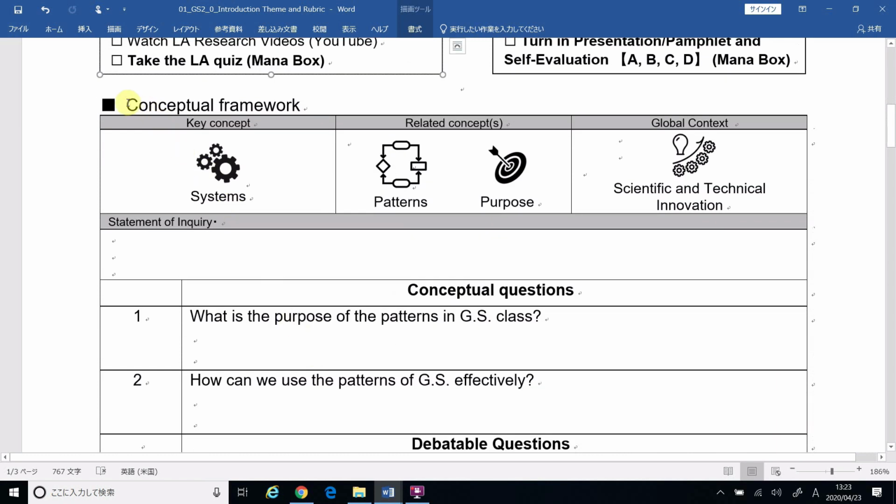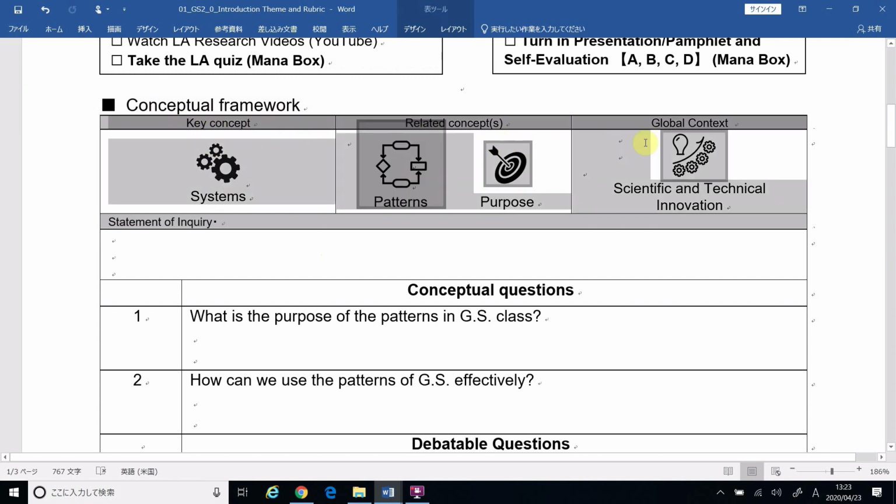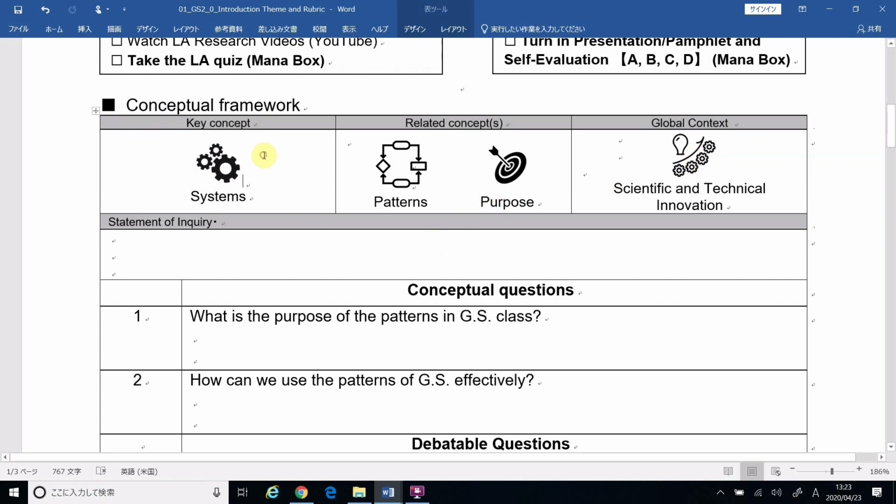Here is the conceptual framework. The conceptual framework. So here is the statement of inquiry. I will write my statement of inquiry inside here. Do you remember these 3 things? There's the key concept, the related concepts, and the global context. So I must write one sentence that connects all 3 together. We will do this each unit in LA class. So I will try to do this.